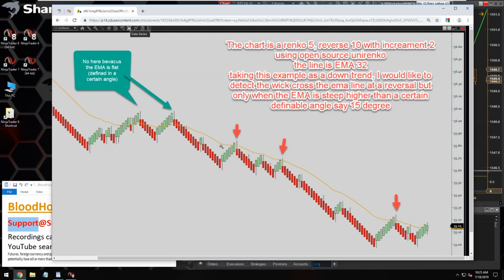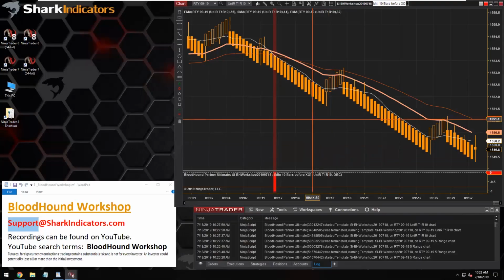But in any case, the gist is we're looking for a steep, fairly good angle on the EMA. And then we can see here that all the arrows are pointing at these reversal bars. So when we get these long wicks penetrating the EMA on reversal bars, that's when we want these signals here.